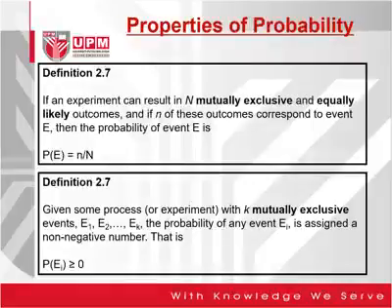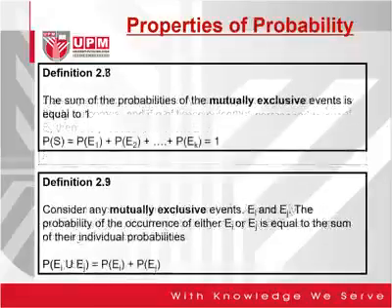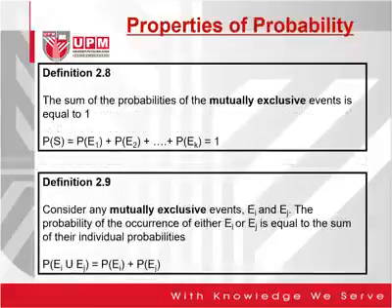And for Definition 2.8, the probability of any event must be equal to or greater than 0. The sum of the probabilities of mutually exclusive events is equal to 1. You can use the case of dice: P(E1) plus P(E2) until plus P(E6). When you add up 1 over 6, six times, you must get 1.